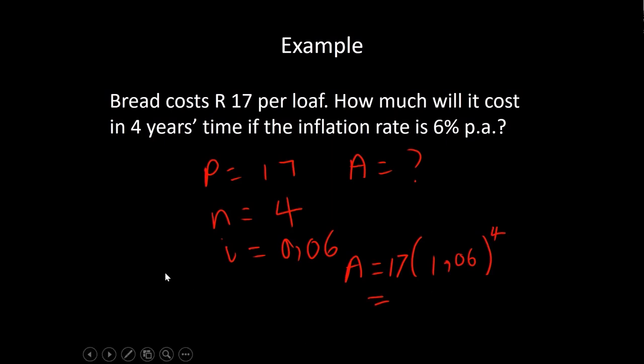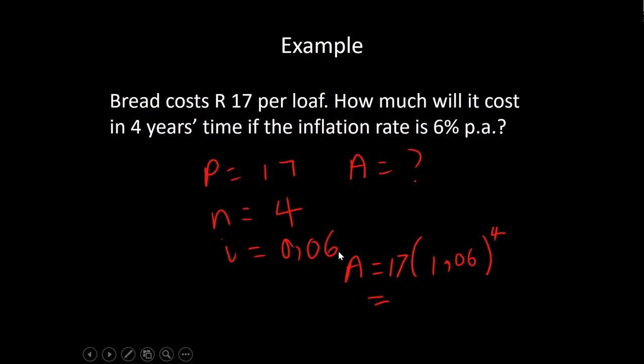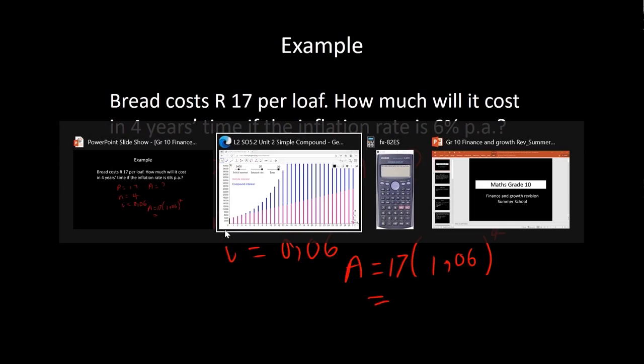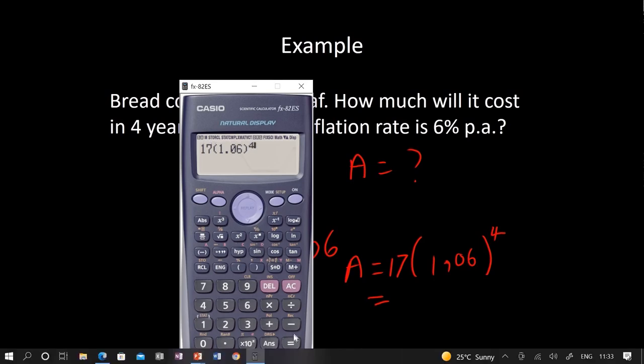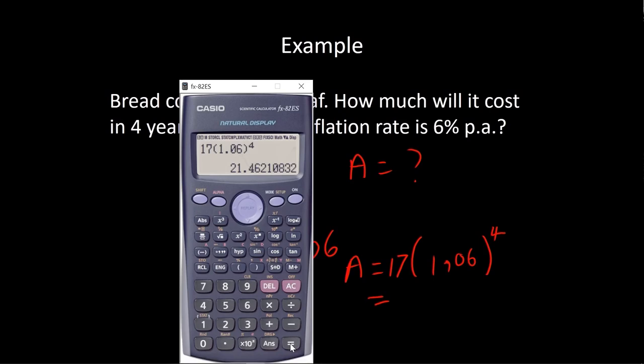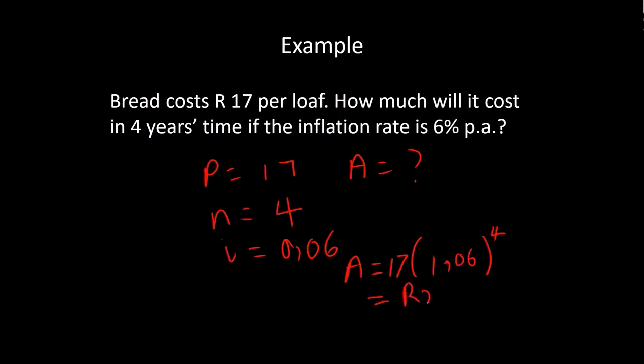Okay, so let's put that into our calculator and see what we get. Oopsie, we don't want the graph anymore, we want the calculator. There we go. And we've got 17 times by 1. Please, guys, remember that whatever calculator you are using, make sure that you know the steps to work out financial calculations so that you don't get stuck in your exams when you're looking at the calculator for the first time. All right, so we see that in 4 years' time, we should be paying about 21 rand and 46 cents for a loaf of bread.